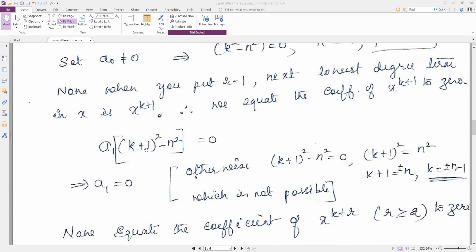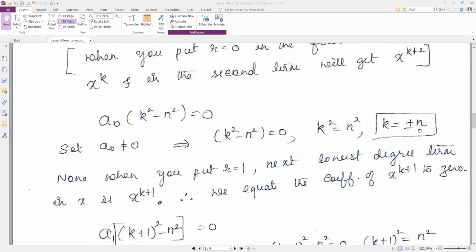Either this is 0, or this is 0. Now, suppose I take the second term as 0, what happens? (k+1) whole squared equals n squared, so k+1 will be plus or minus n, and k will be plus or minus n minus 1. So this is not possible.